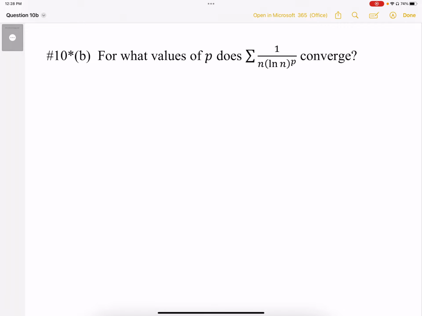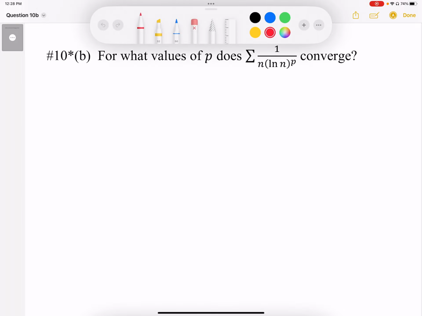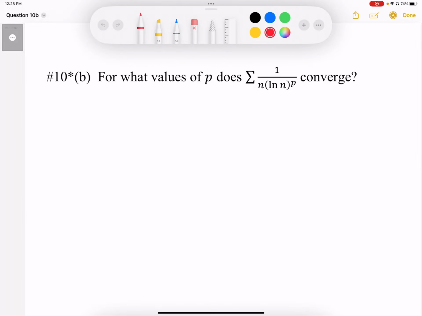For question number 10b, we can use something called an integral test, which we're going to learn a little bit later. The integral test essentially is this: we can say that the series, the sum of 1 over n log n to the power of p, behaves similarly, in terms of convergence or divergence, to the area underneath an integral.